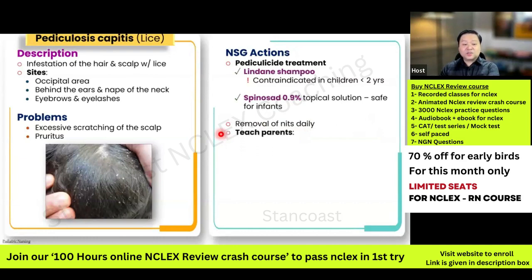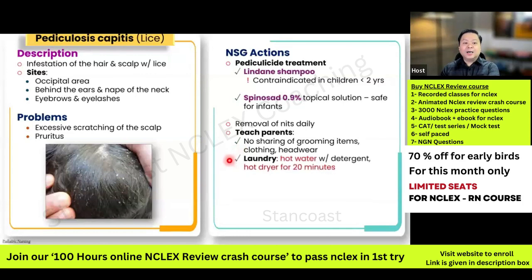Now, we need to make sure that we are teaching our parents, especially when they will be sent home with pediculosis treatment. We want to make sure that they are aware that there should be no sharing of grooming items such as combs, brushes, headwear, clothing, and also making sure that when they're doing the laundry, they should set the water temperature to a high temperature with the use of a detergent, and making sure that they are using a hot dryer for at least 20 minutes, okay?